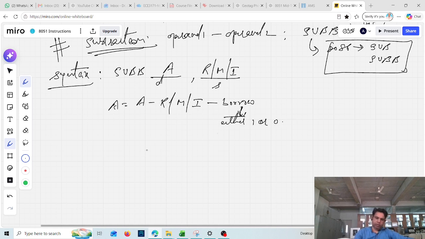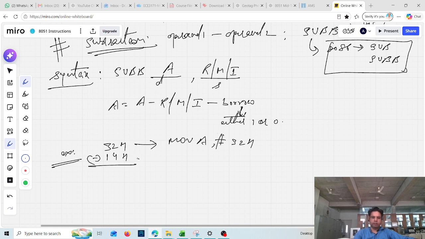Again, try to understand with one example. First of all, simple subtraction. Suppose that I want to subtract 14h from 32h. You will move this value into register A using the move instruction, that is MOV A, #32h. The other value you may store in any register or memory address, or you can use it directly as an immediate value. So let us take an immediate value: SUBB A, #14h.